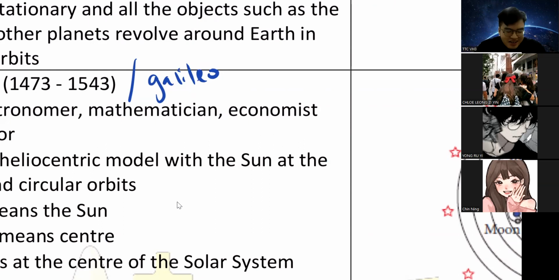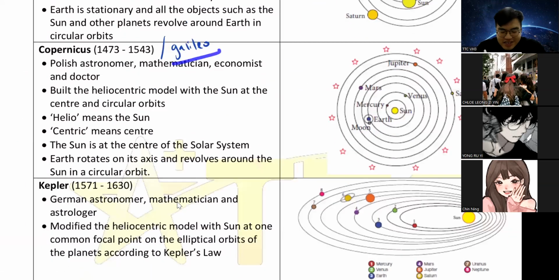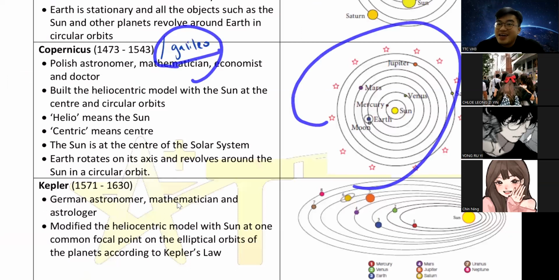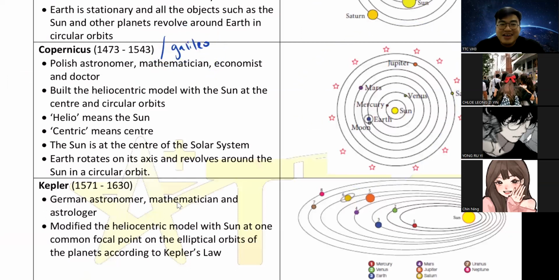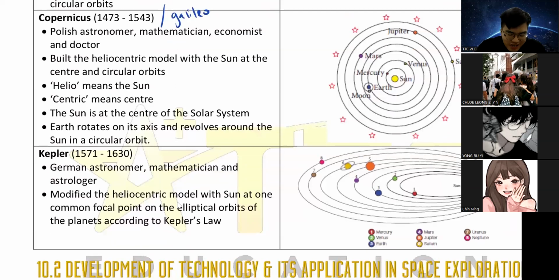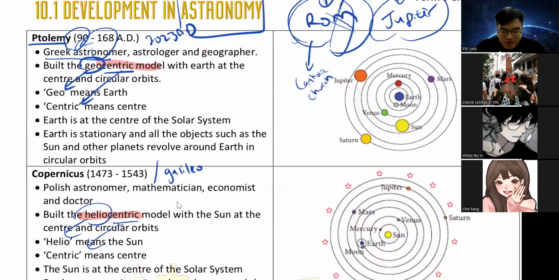You see? So this Galileo, turns out he was right. He got prosecuted for nothing because he is actually correct, right? His model is called the heliocentric model. Helio means the sun, centric means center, right? So geocentric is actually wrong. The Catholic Church was actually wrong.